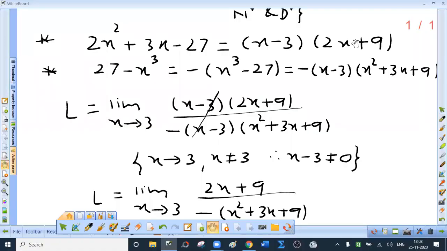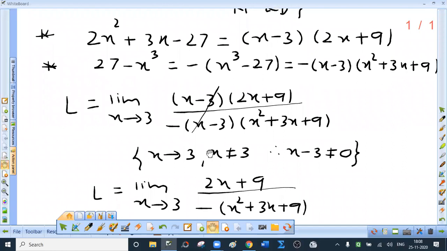Now, what are the factors of the numerator? The first factor is x minus 3. Don't waste time in splitting the middle term and so on. If the first factor is x minus 3, the second has to be 2x plus 9. Now take minus sign common. What are the factors of a cube minus b cube? a minus b, a square plus ab plus b square. So x minus 3 gets cancelled.